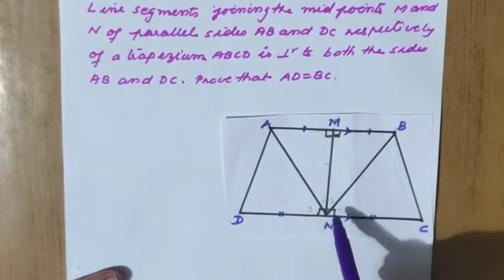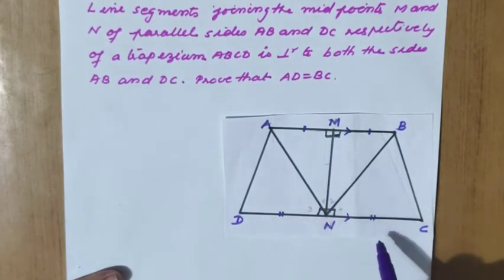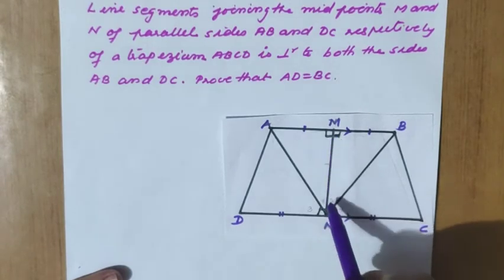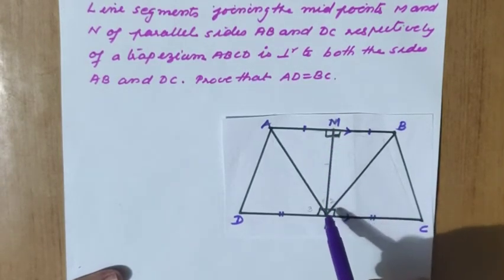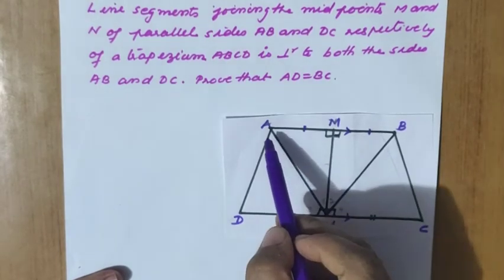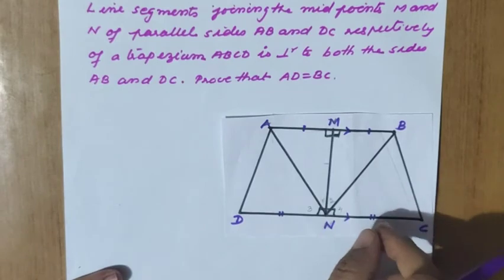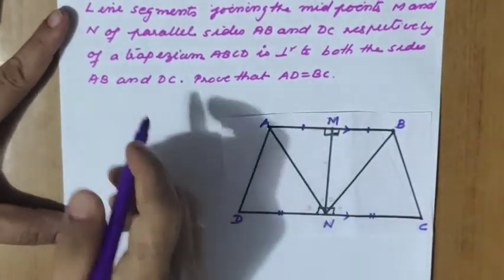midpoints are M and N. M is a midpoint of AB, N is a midpoint of DC, and MN is drawn perpendicular to both the sides. Now we have to prove that the non-parallel sides, which are AD and BC, are equal. So what is given in the question?